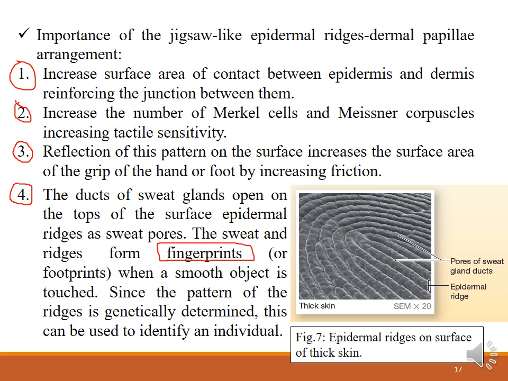Since the pattern of the ridges is genetically determined, this can be used to identify an individual. So fingerprints are unique because they are genetically determined. Only in twins, for example, they are identical, but in different individuals, the fingerprints are different. And this can be used to identify a person. So all of these are benefits that come from this arrangement between the dermis and epidermis.